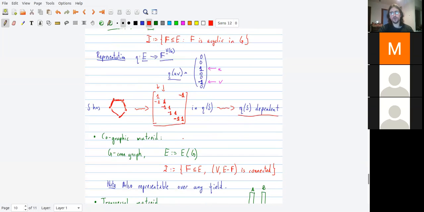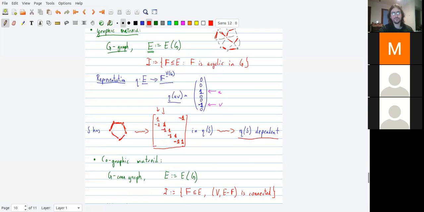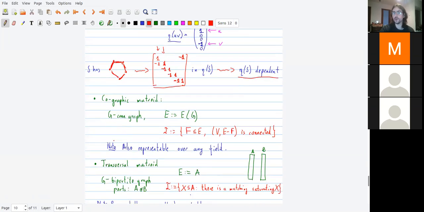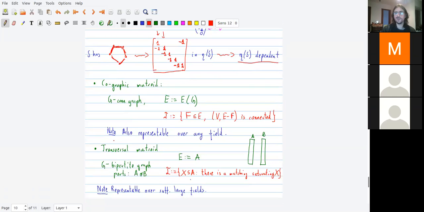This is quite easy to see. Good. So this was a graphic matroid. There's also a co-graphic matroid. This is a matroid consisting of all the subsets of edges such that if I remove this subset of edges, the graph stays connected. Turns out this is also a matroid. It satisfies the exchange property. Maybe Wojtek will do this as part of the tutorials. And this is also representable over any field.